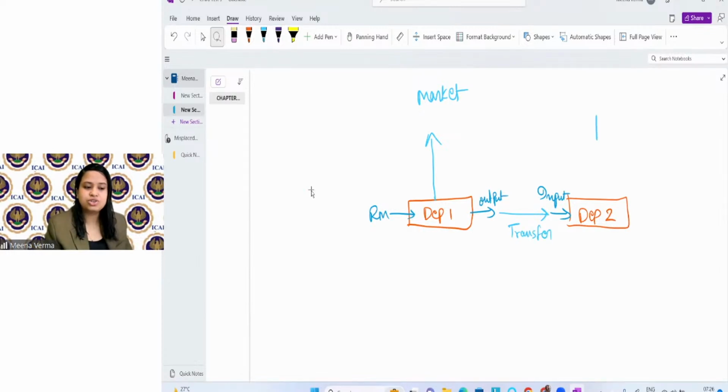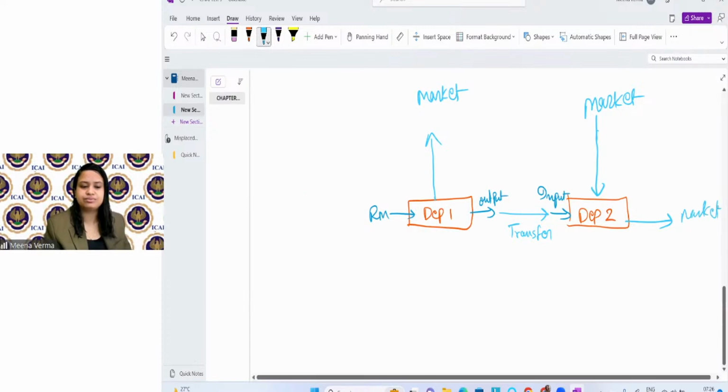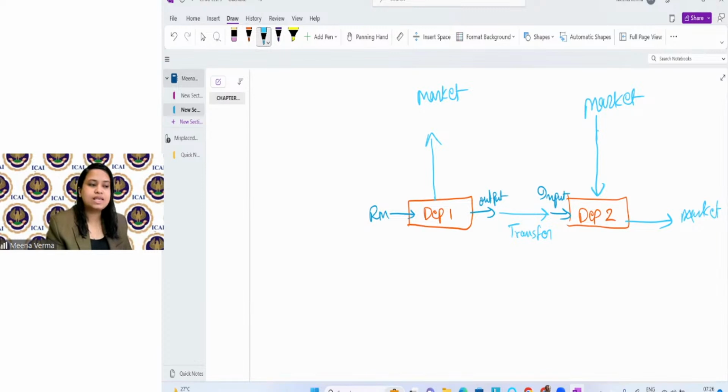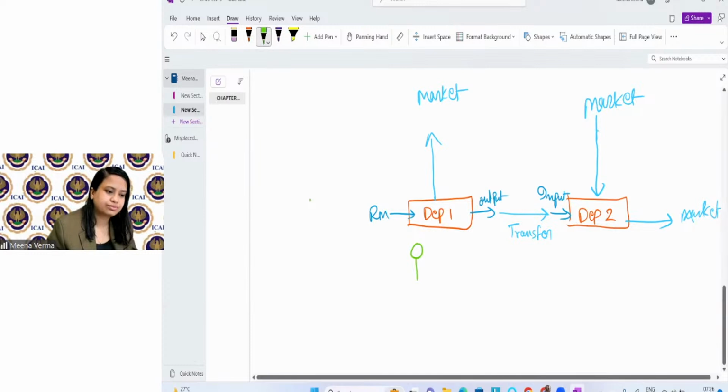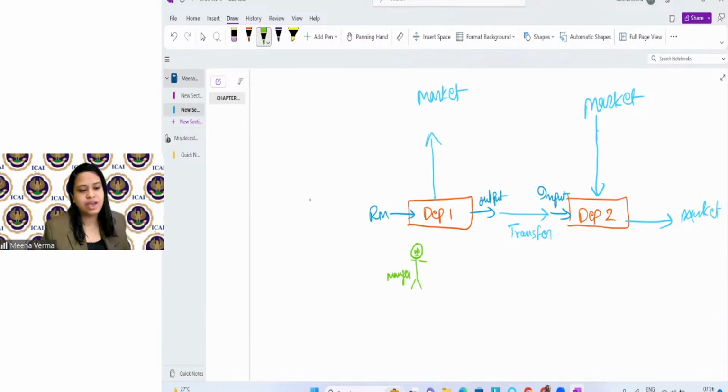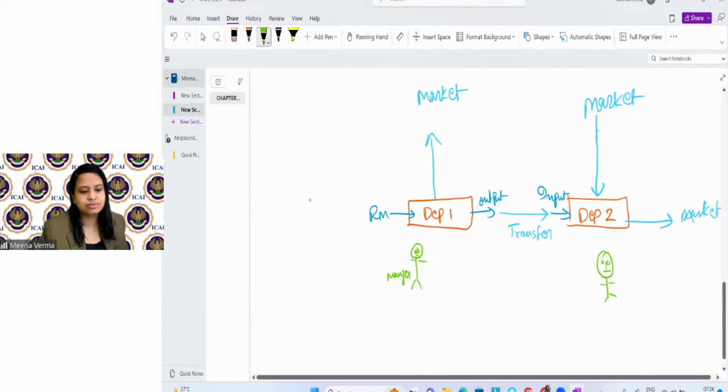This department has an option: they can buy the same product which they are buying from Department 1 from the market. Whatever final good is manufactured, they will sell it in the market. Now what is happening? Again, we have two managers here, one manager here and one manager here.